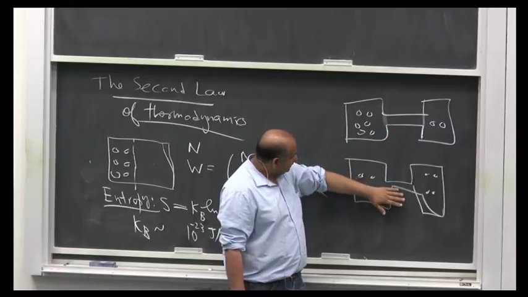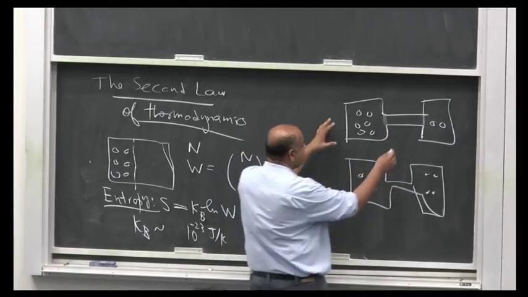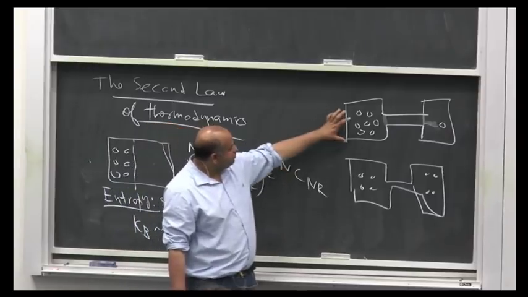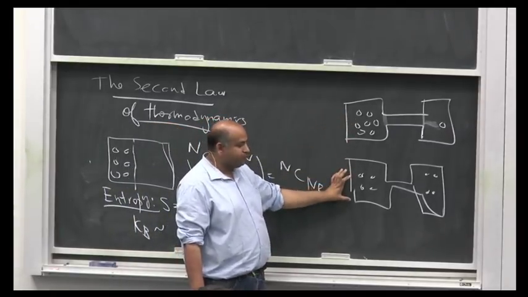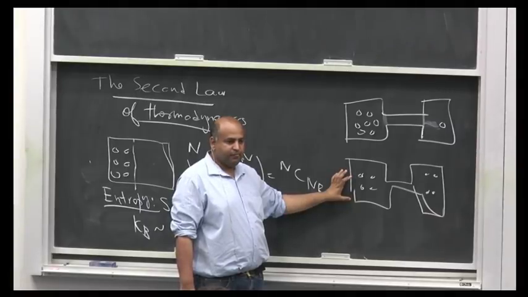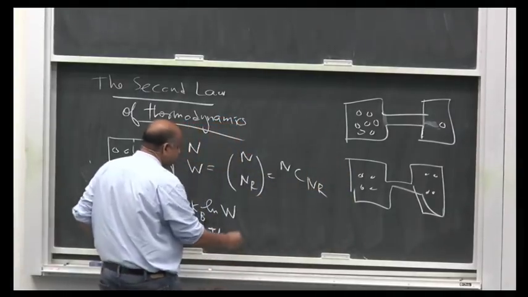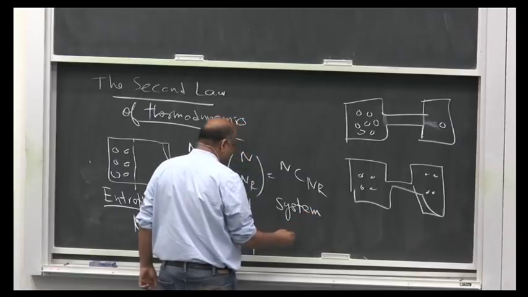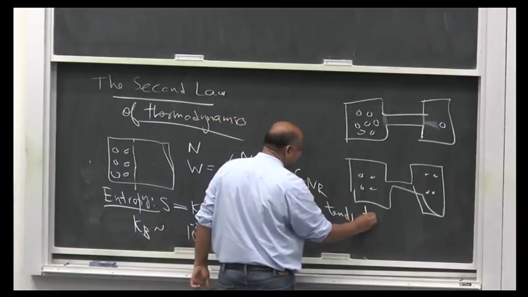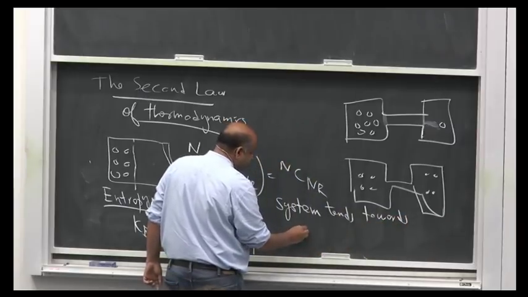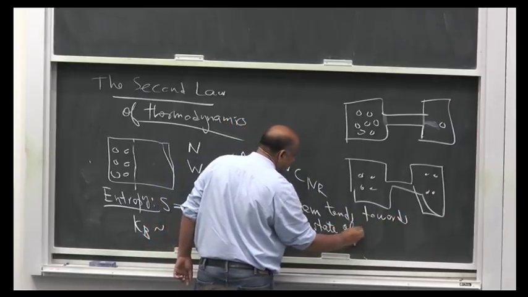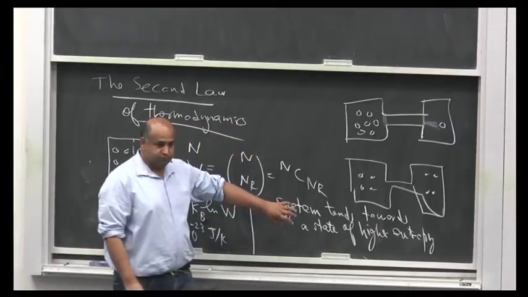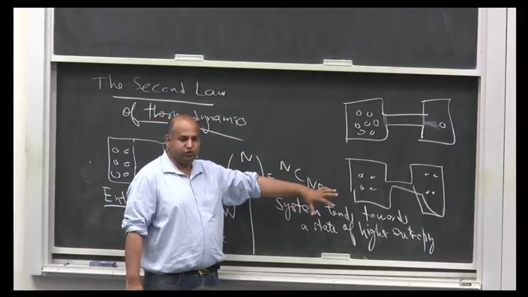Or actually, this is more probable, but this is also possible. It could happen that after some time, instead of this, you find the system in this state. But its probability is much less than the probability of this macrostate. So the law should be stated like this: any thermodynamic system tends towards a state of higher entropy, spontaneously, that is, you're not doing something externally to it.